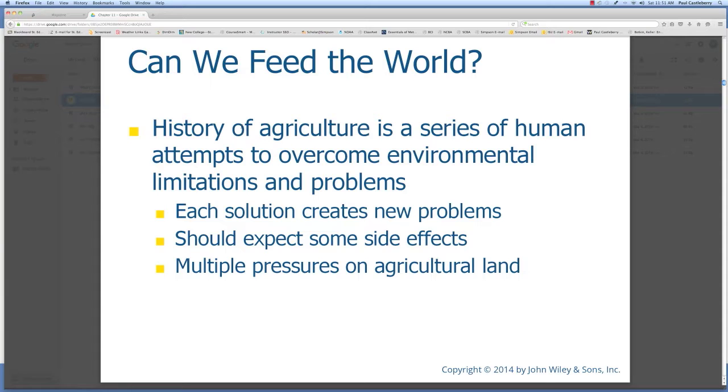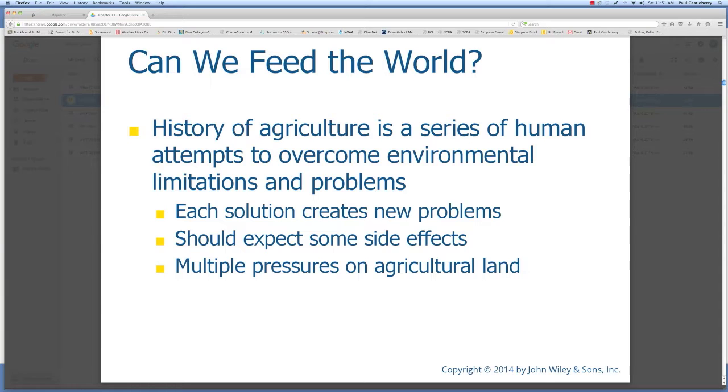In other words, if we don't get enough precipitation, or if we get too much precipitation as we're going through the different parts of the year. But that's just one example of environmental limitations. And as we solve these environmental limitations, however, each of these solutions creates new problems, and we'll see what those are later in this particular presentation. And there are actually some side effects that occur.